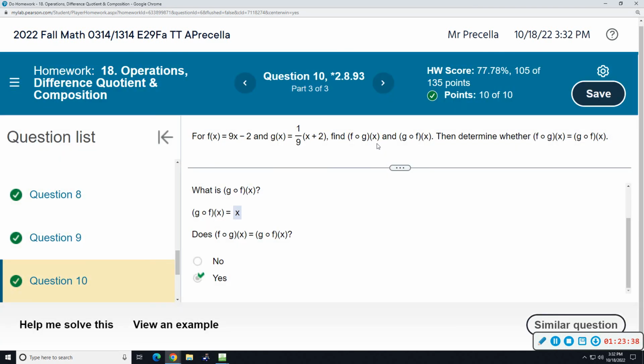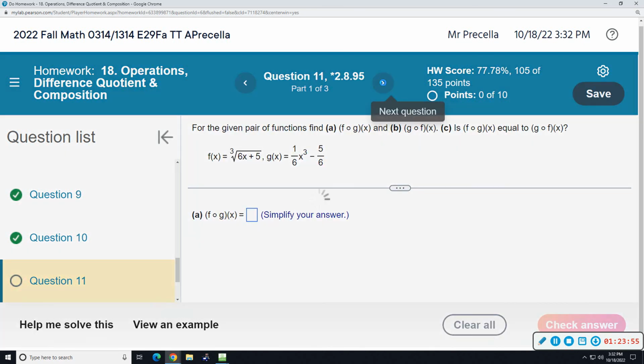The answer is x. Number 11 is another one where they're having us check the compositions to see if they're equal. Now I want to go on to that one. 12 and 13 are review problems.